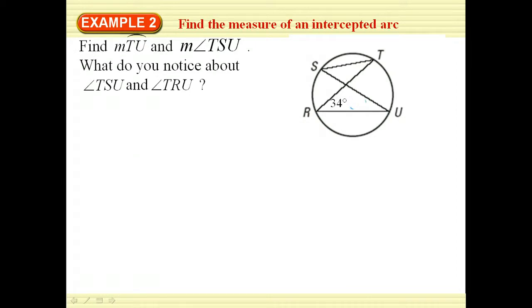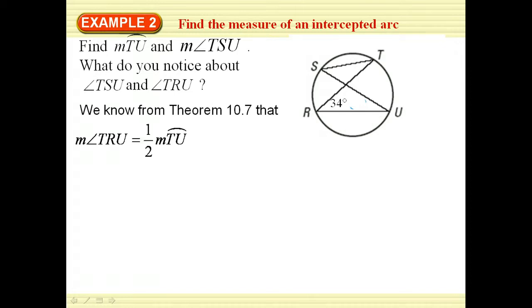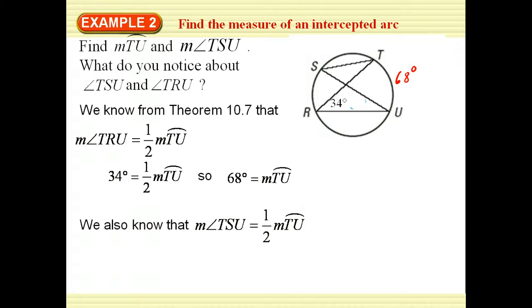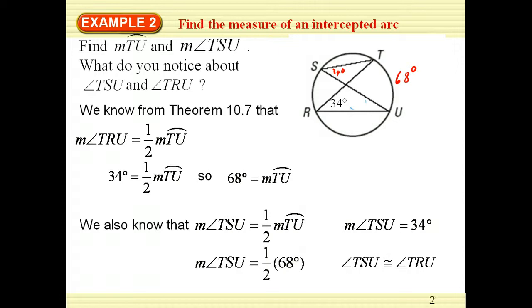Find the measure of arc TU and the measure of angle TSU. Arc TU is the intercepted arc of angle R, and angle TSU also has an intercepted arc of TU. We know from theorem 10.7 that angle TRU is half of TU, so we know that TU is 68 degrees. And then TSU is half of 68 degrees, which is 34 degrees. So both of those angles have a measure of 34 degrees because they're congruent to one another.